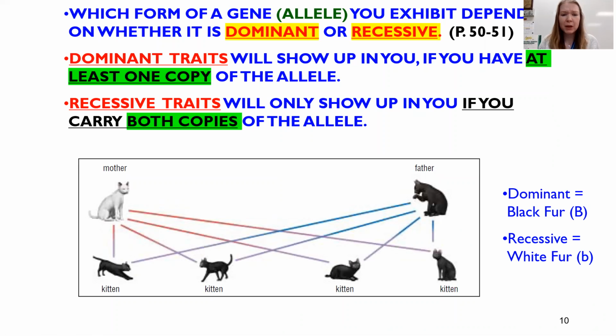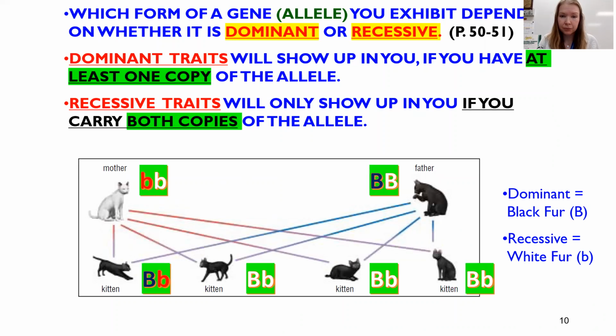Now, we are able to determine why all the offspring have black fur. So obviously, when looking at the mother cat here, since the white fur is the recessive trait, that means both copies of the allele have to be the same, because recessive traits will only show up if you carry both copies of that allele. So we are going to represent the recessive trait by using a little b, and we're going to represent the dominant trait using a big letter B.